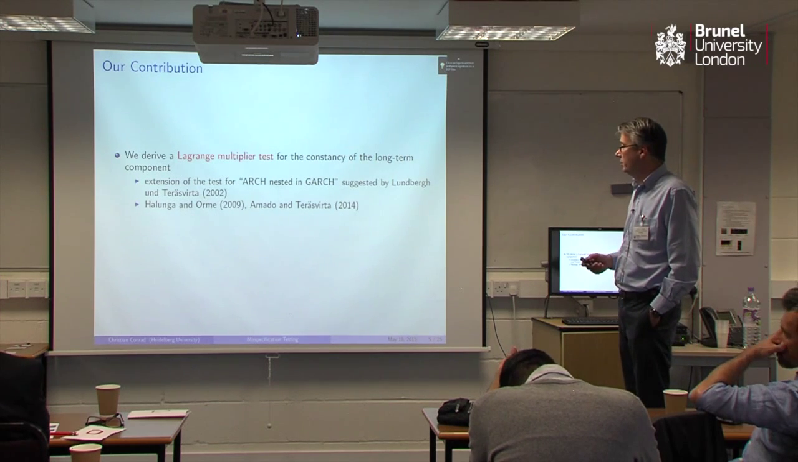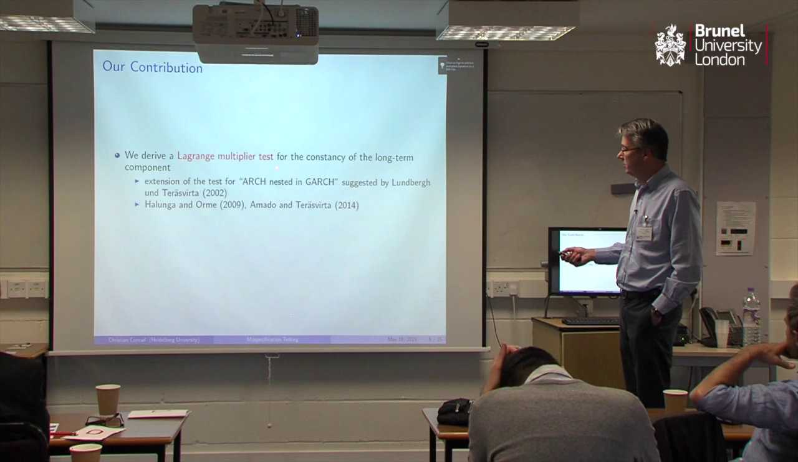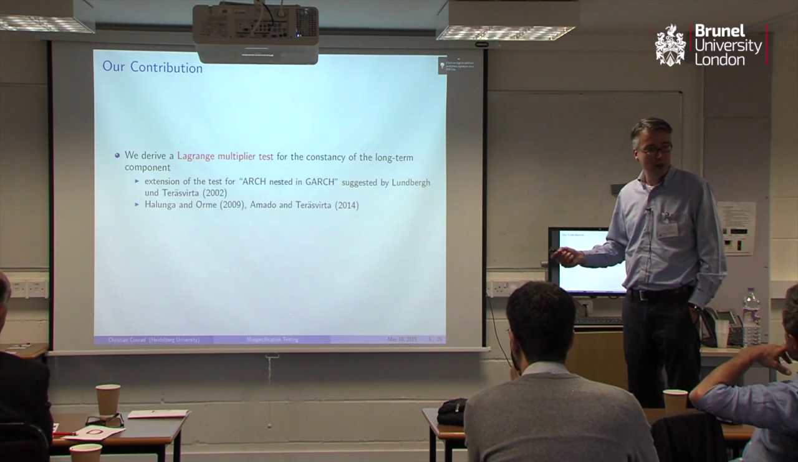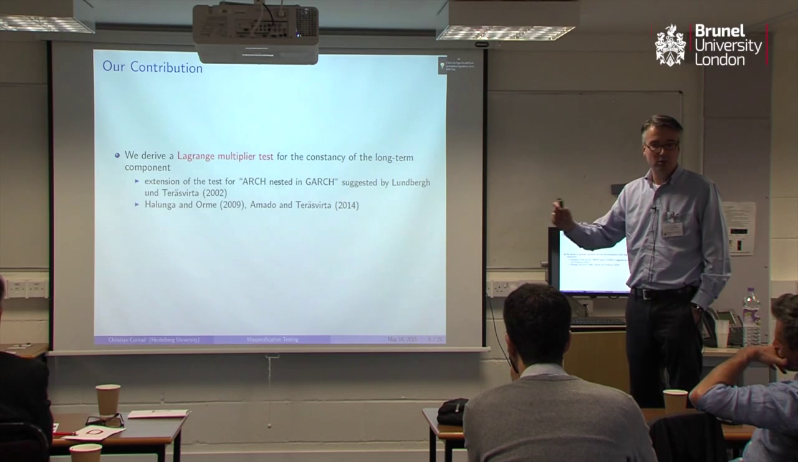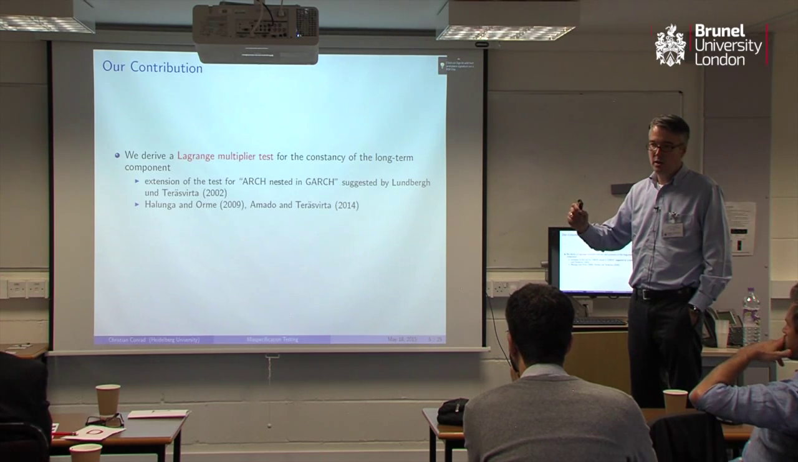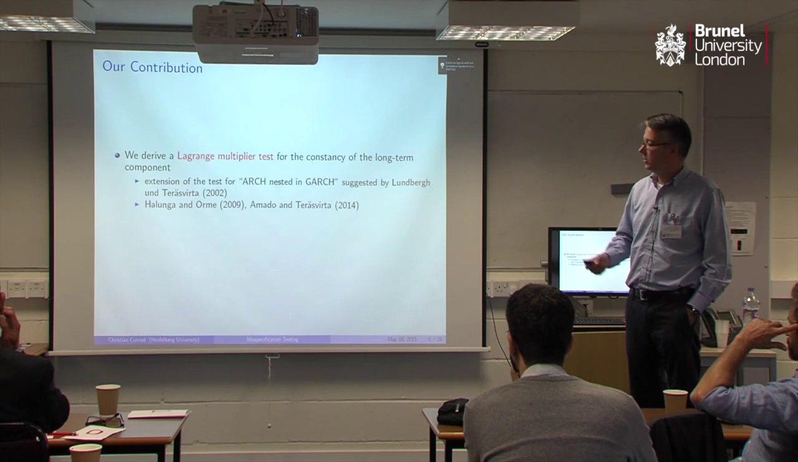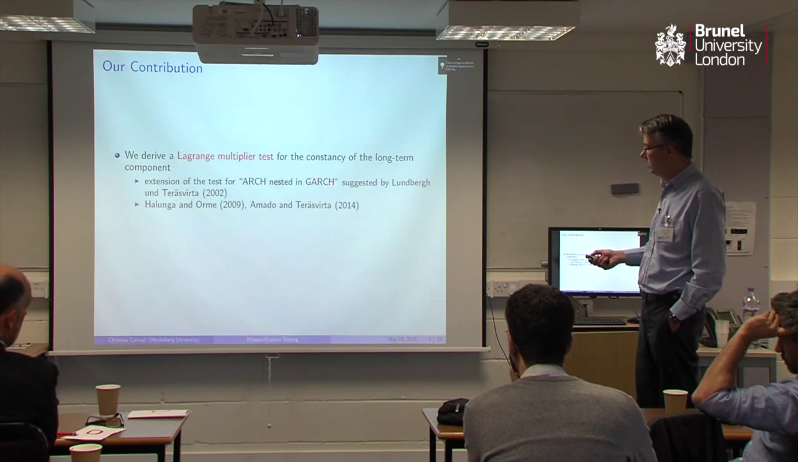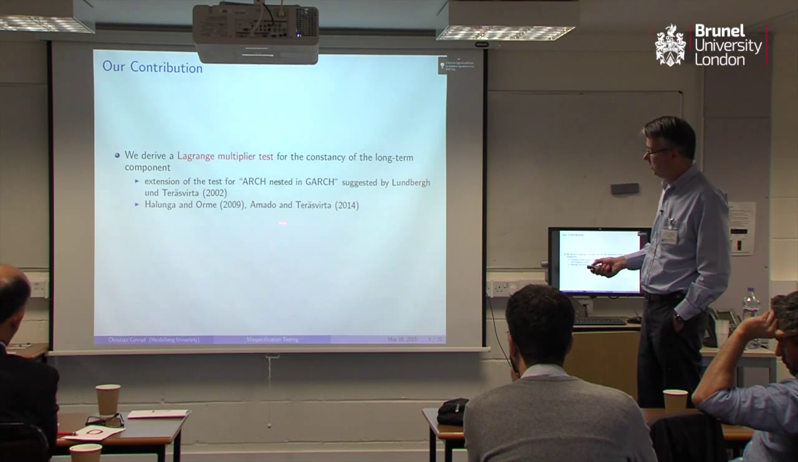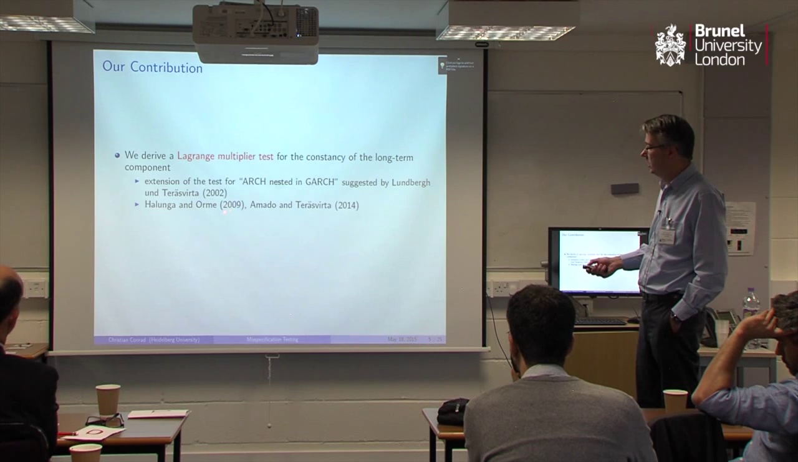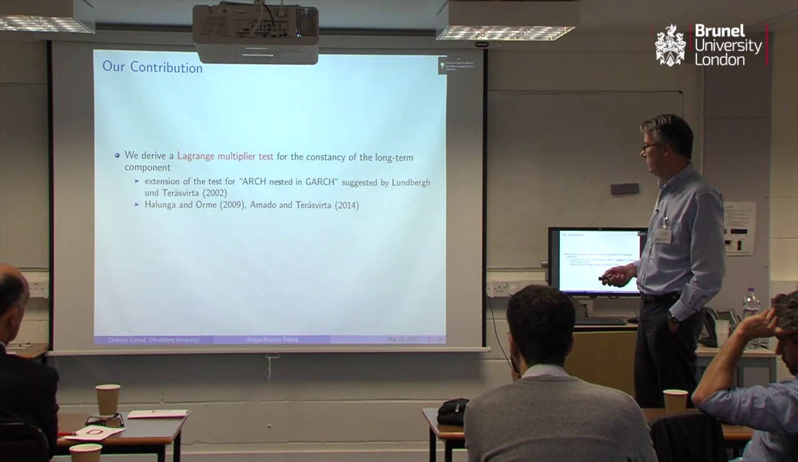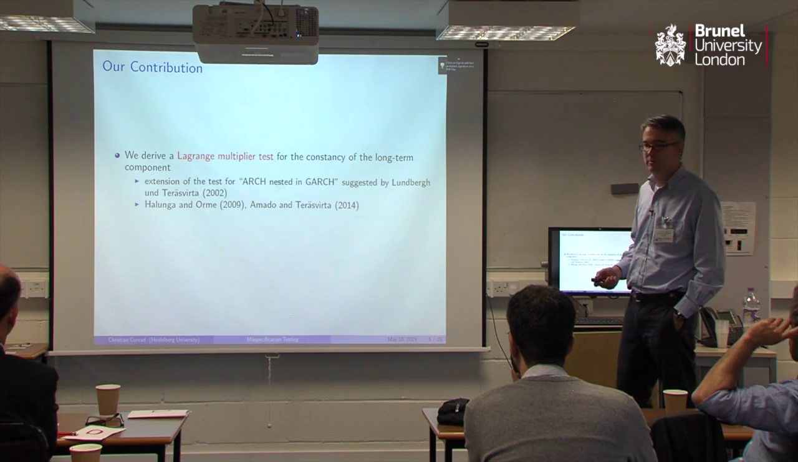Okay, so the test is a Lagrange multiplier test, which means that we have to estimate the model only under the null. And under the null, when the long-term component is flat, you obtain a simple Gauge specification. You can view this as an extension of the ARCH nested in Gauge test of Lundbergh and Teräsvirta, and it's also related to Halunga and Orme, who suggest a misspecification test for Gauge models, and more recently Amado and Teräsvirta.